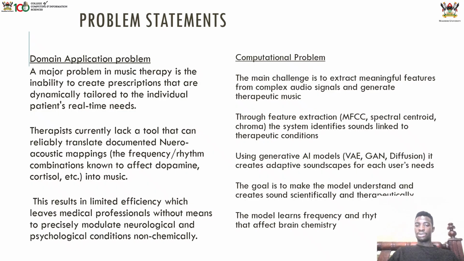And this is done through feature extraction, whereby the system identifies sounds linked to those therapeutic conditions. We use AI models to create adaptive soundscapes for each user's needs, because now we look at each person's needs. And the goal is to make the model understand or create sounds scientifically and therapeutically proven to heal or cater for neurological and psychological conditions.